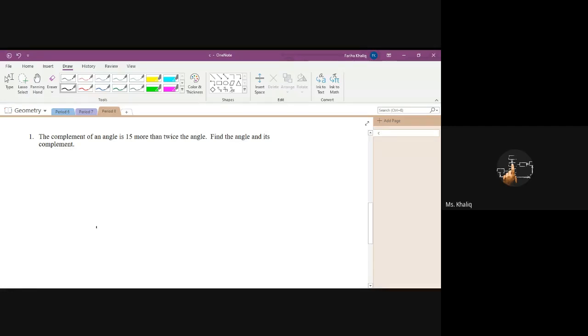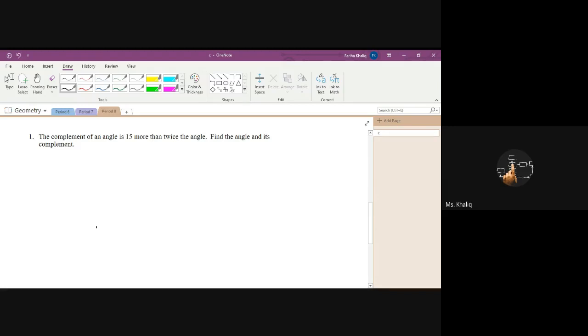Welcome. Today we are going to look into a word problem involving complementary and supplementary angles. And let's look into the question. So the question is saying the complement of an angle is 15 more than twice the angle. Find the angle and its complement.